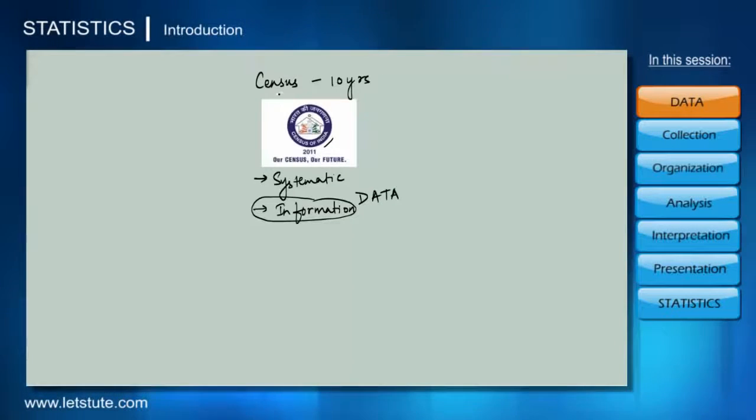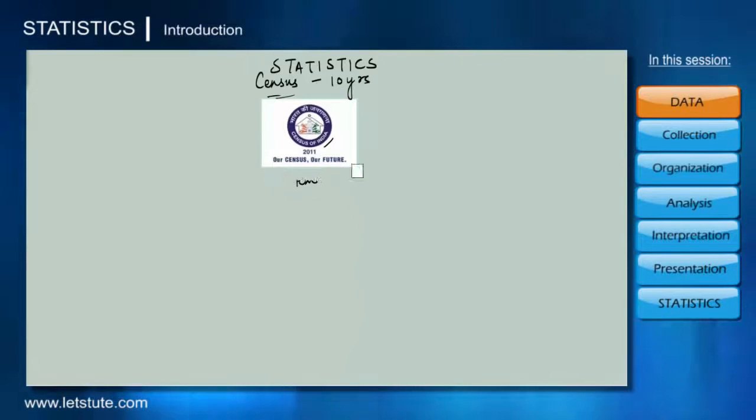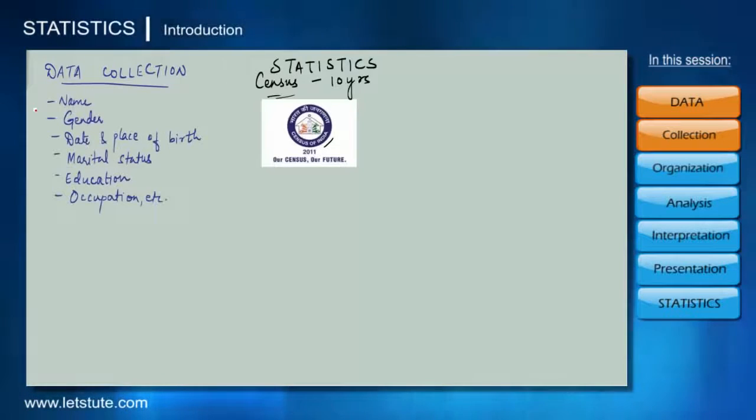This raw or unorganized information that we acquire is called data. And when we talk about census or anything to do with data, we usually talk about statistics. So let us see what happens when we are dealing with data in a census. Firstly, data collection is done over the whole population of a country, and it comprises various details of every usual resident of the country, like name, gender, place of birth, education, occupation, etc.